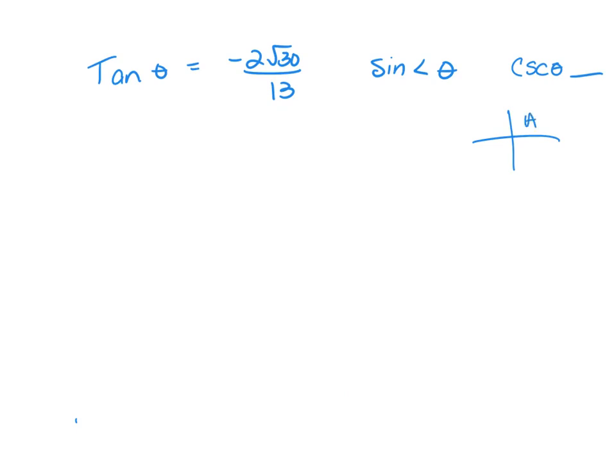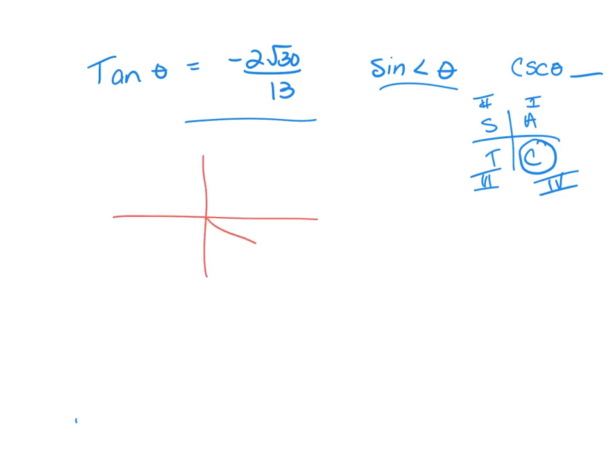So we've got "all students take calculus." And in this quadrant is the only one where the sine and the tangent would be negative, which is what they're telling you. So we know it has to be in the fourth quadrant. So let's draw it. Just draw my triangle with theta. And they give me this, so that's opposite over adjacent. And who gets the negative sign this time? 13 is to the right and down, right? So the 2 is the down, the 2 root 30.